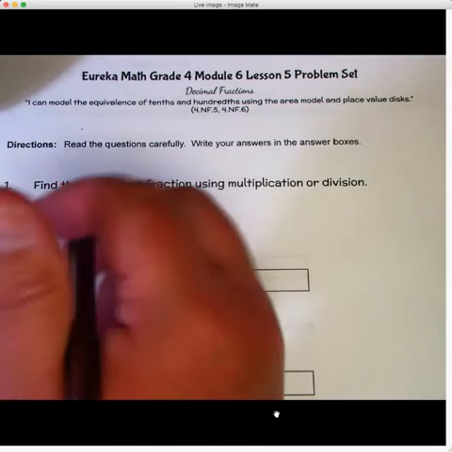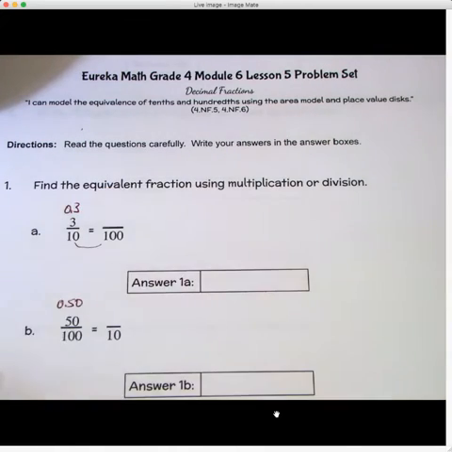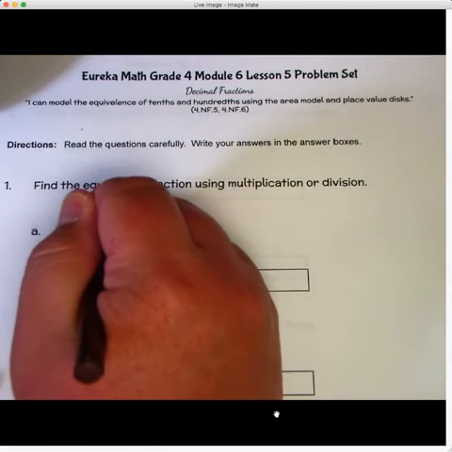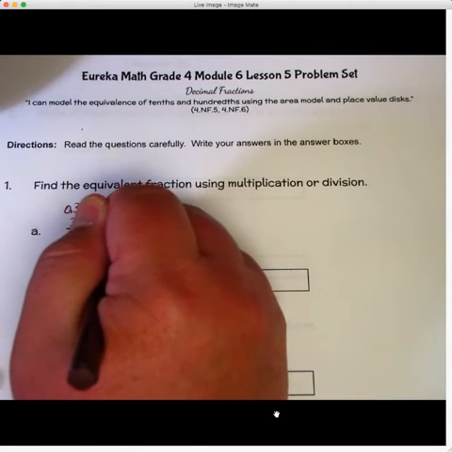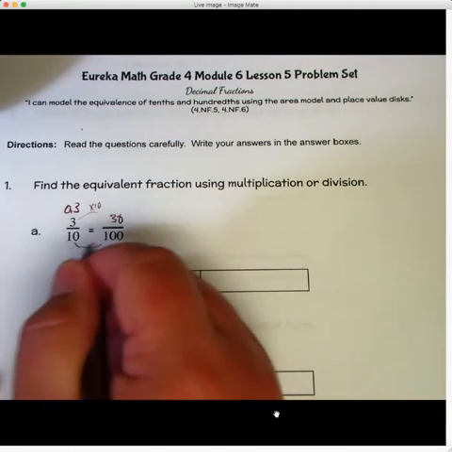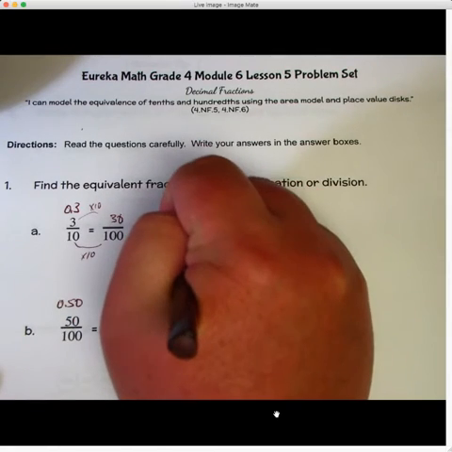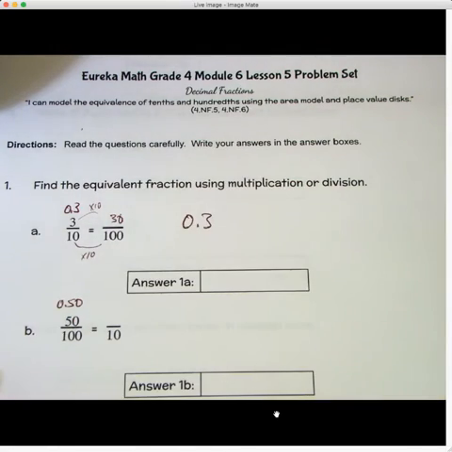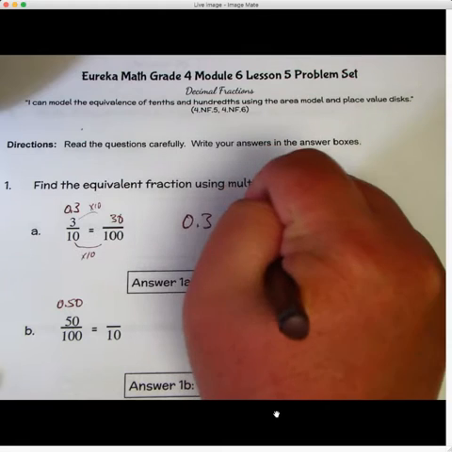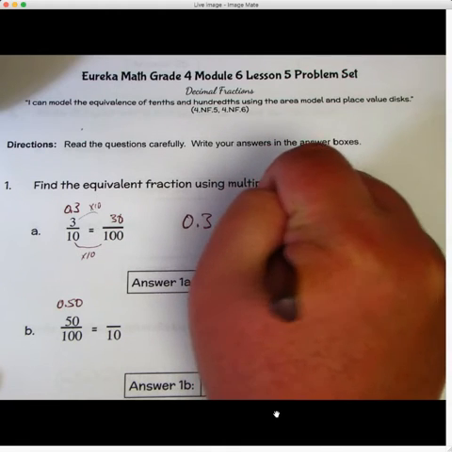Well, think about fractions. 10 times 10 is 100. 3 times 10 is 30. So 3/10 and 30 hundredths are the same. There's 3/10 as a decimal. It's the same as 30 hundredths.